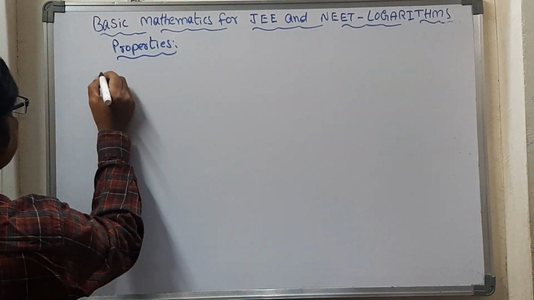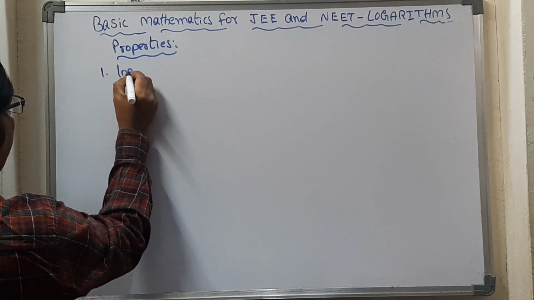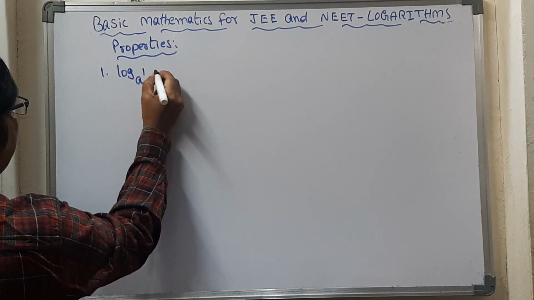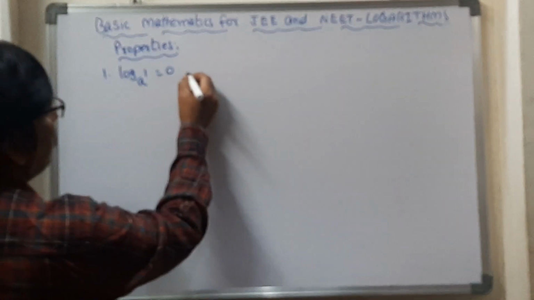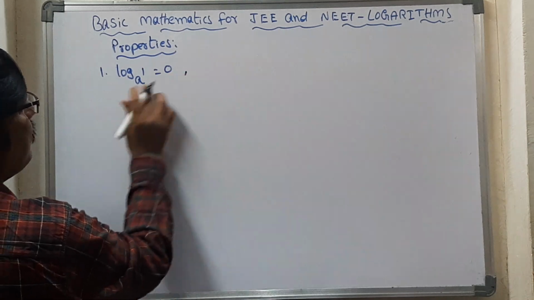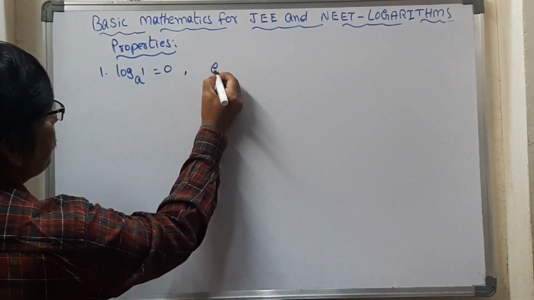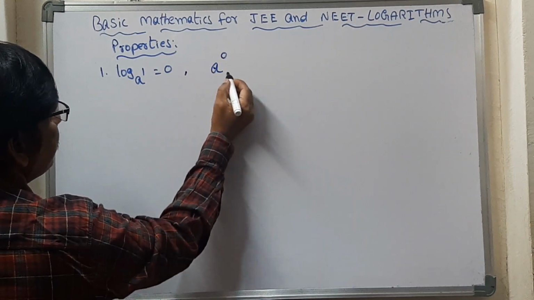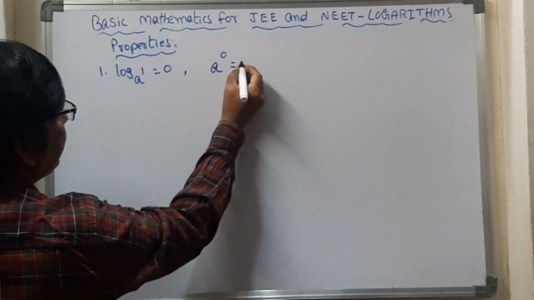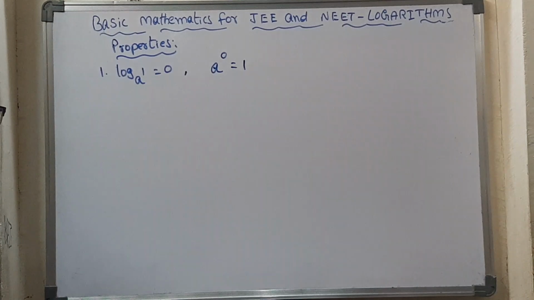The first property is log 1 base a is equal to 0. This is one of the very important formulas: log 1 base a is equal to 0. Now let us check whether it is correct or not. We can write the exponential form: the base stays as the base, and this RHS side we take as the power, so a power 0 is equal to 1.